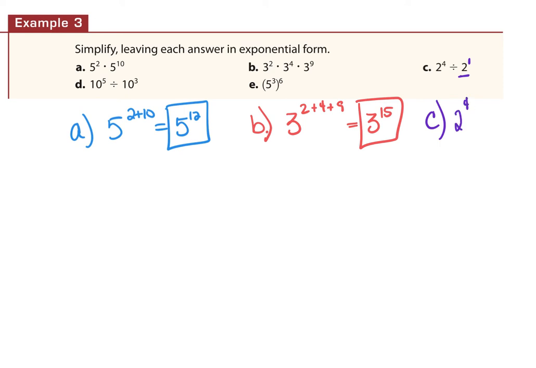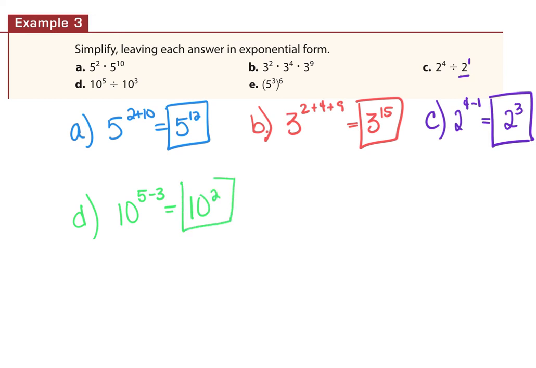That's 2 to the 4 minus 1. So it is 2 to the 3rd power. That's the only one I would actually expand there to 8, all right? D, what am I doing? I'm dividing. So what am I going to do with those? I'm going to subtract. 10 to the 5 minus 3, it is 10 to the what power? Second power, squared. All right?